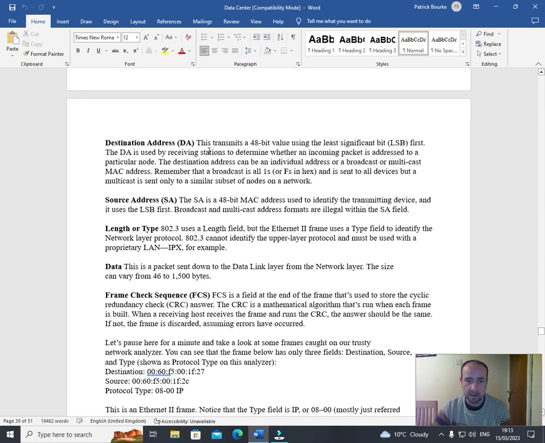Destination address. This transmits a 48-bit value using the least significant bit, LSB, first. The DA is used by receiving stations to determine whether an incoming packet is addressed to a particular node. The destination address can be an individual address or a broadcast or multicast MAC address. Remember that a broadcast is all ones, or Fs in hex, and is sent to all devices, but a multicast is sent only to a select subset of nodes on a network.